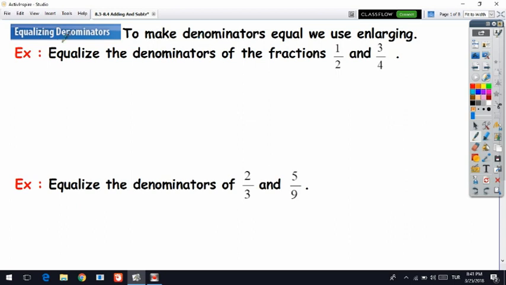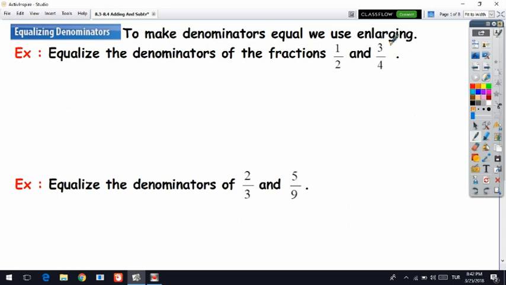Okay, today's topic is about equalizing denominators. First of all, I want to talk about what the meaning of equalize is. Equalize means to make the denominators equal, to make the denominators the same. Also, we say to make the denominators like. So, how can we make the denominators equal, same or like? We have to use enlarging. As you remember, enlarging means you have to multiply the numerator and denominator by the same number.